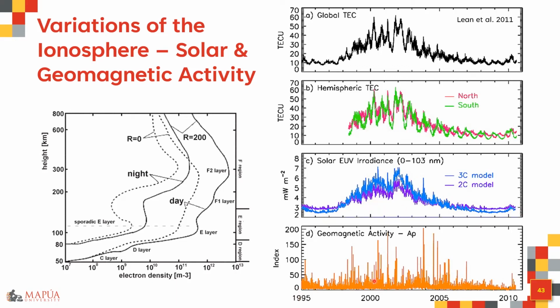And then you have geomagnetic activity. Again, as I mentioned before, the more active the sun is, the higher the occurrence of geomagnetically active days, which is basically followed by variation in global TEC.